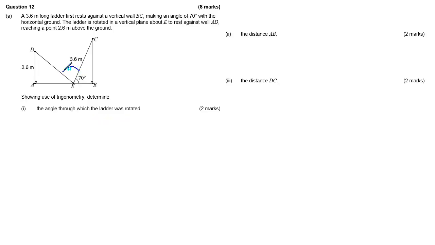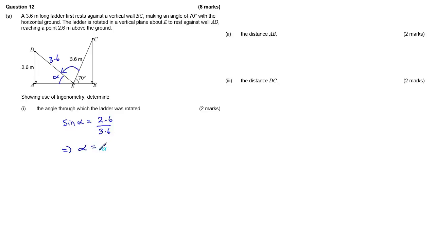So that's this angle just here. So it would be nice to know this angle. And we know that the ladder is 3.6. So let's call this alpha. We know the opposite and the hypotenuse. So sine alpha is equal to 2.6 over 3.6.